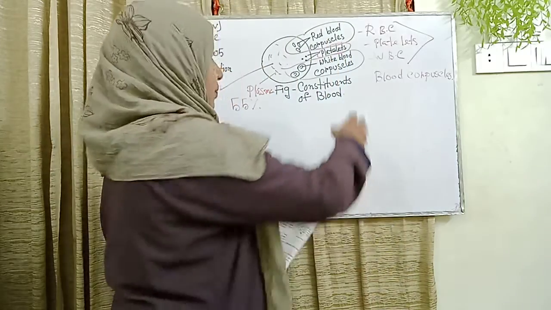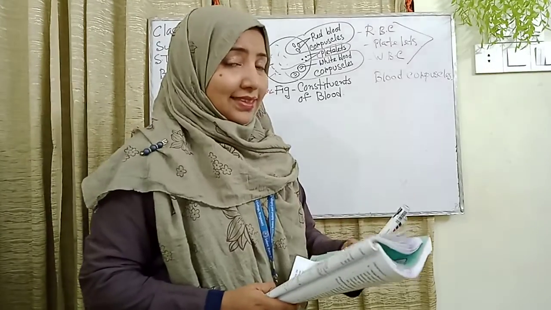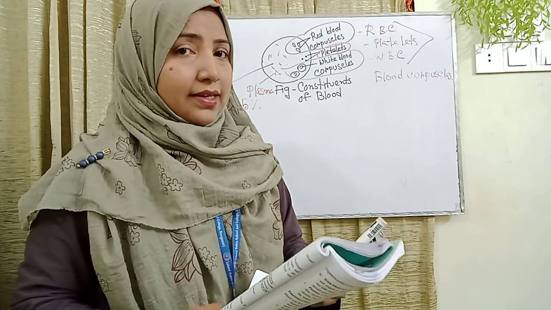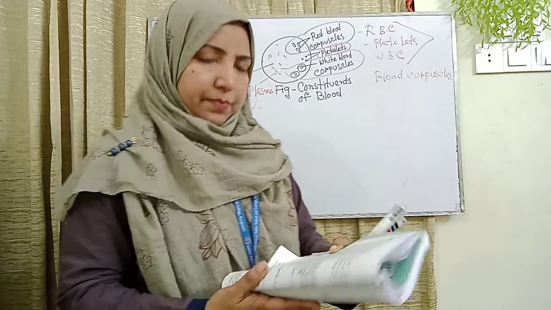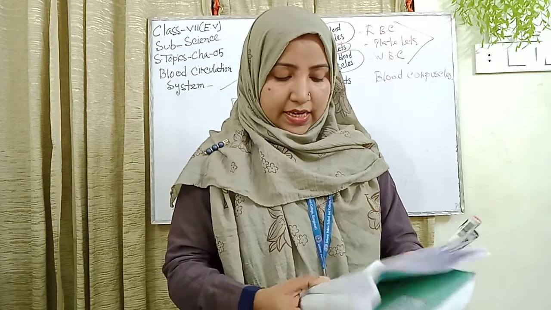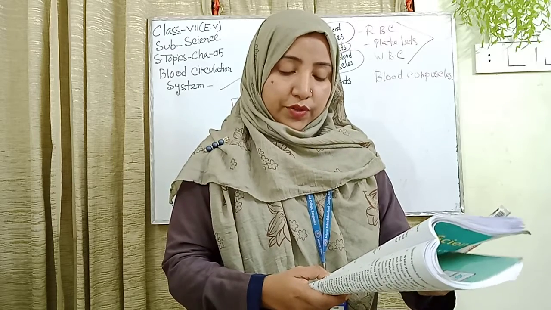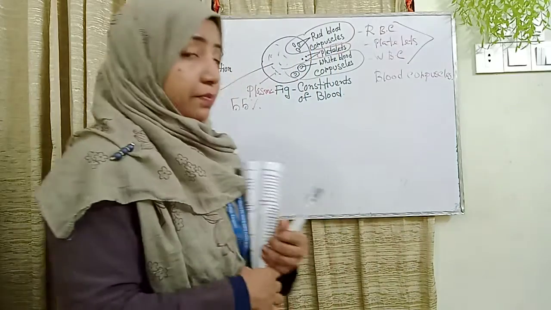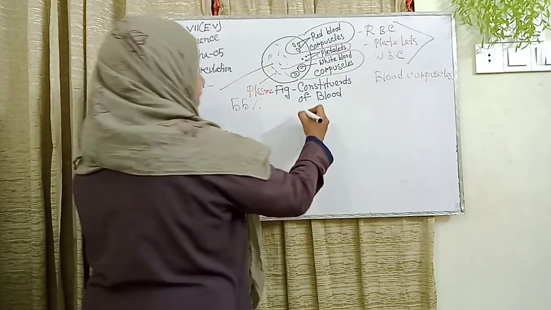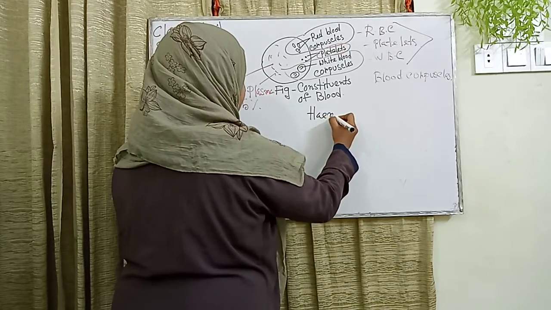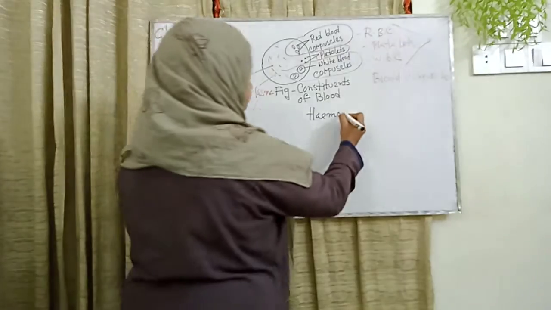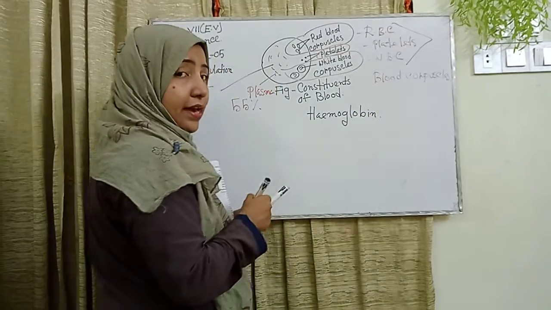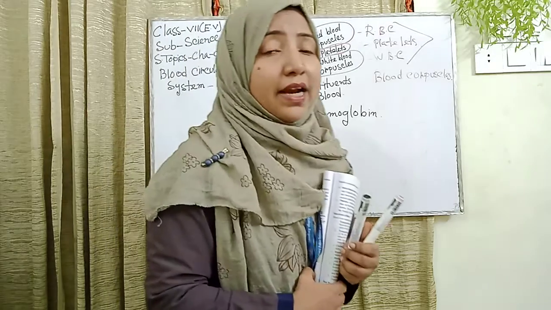Second structure, blood corpuscles. Here I draw the blood corpuscles. The first is the RBC, red blood corpuscles. Please everyone see the box. Blood looks red due to red cells. It contains a pigment called hemoglobin. Please write the name: H-A-E-M-O, hemo, and G-L-O-B-I-N, globin. This pigment gives the blood its red color.